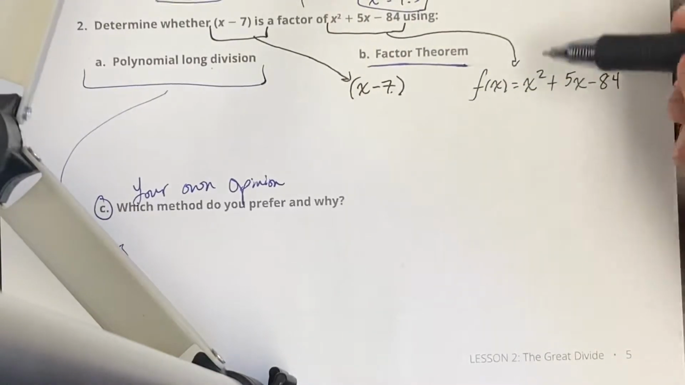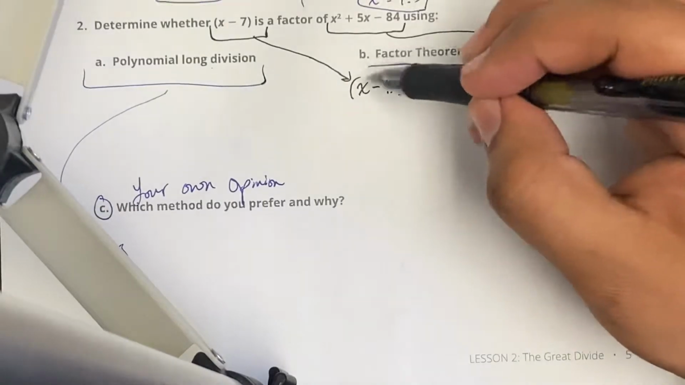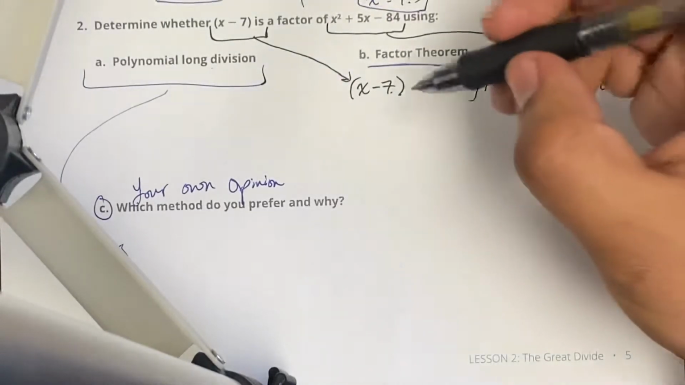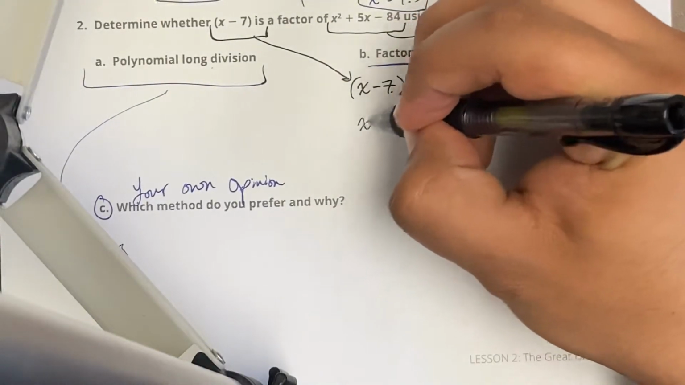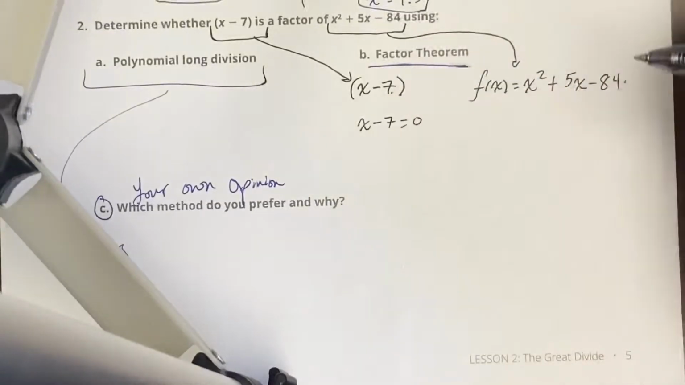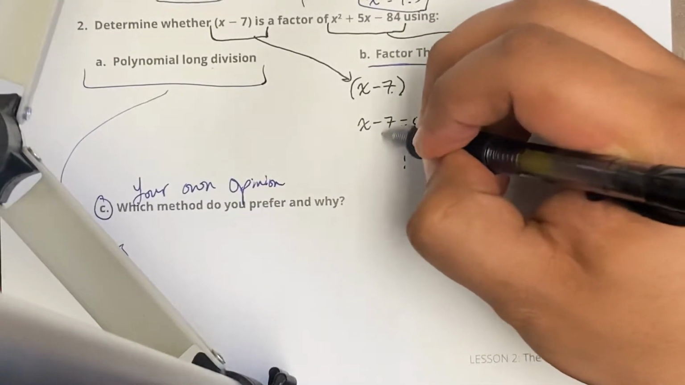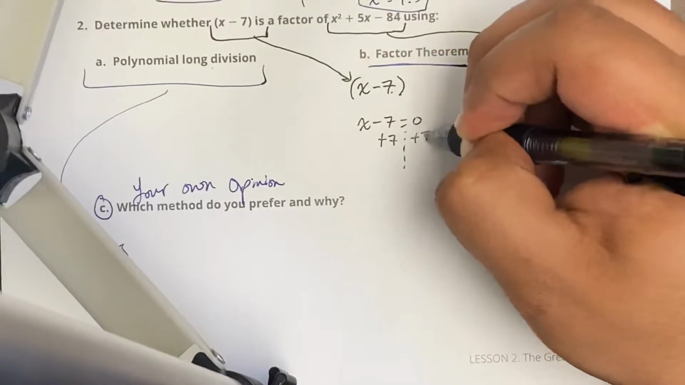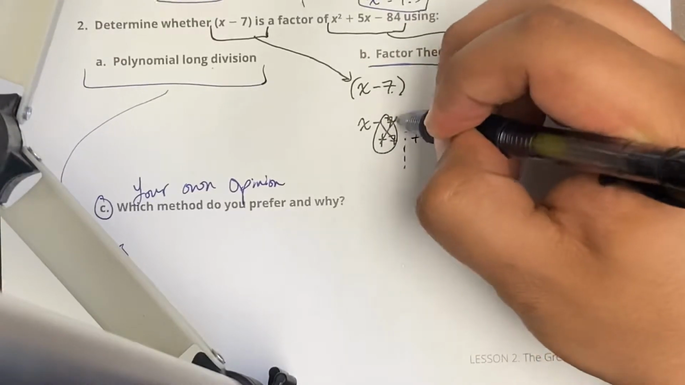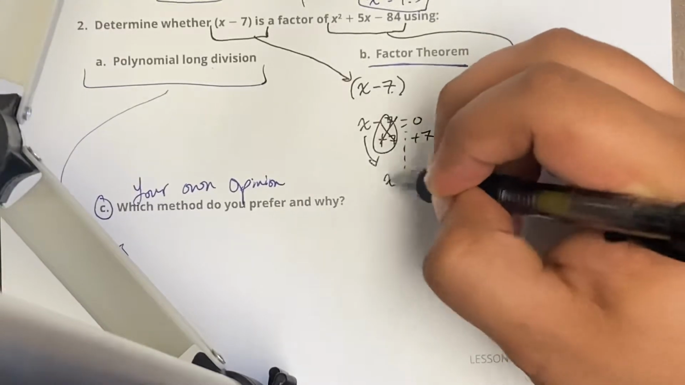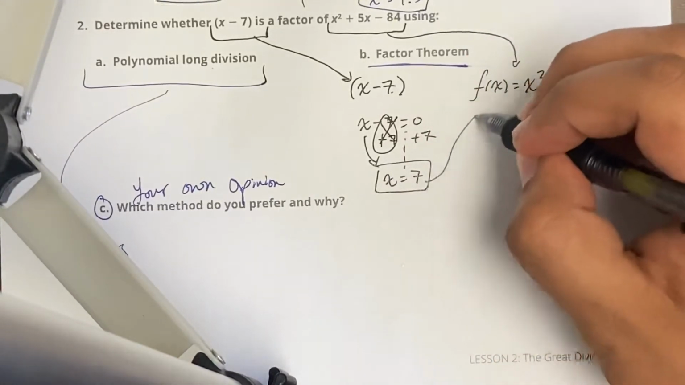We can, of course, use Desmos. We can click on the x-intercepts and see if it's 7, but there's a way to check right here. First things first, let's set this equal to 0. I'm gonna find out what x is. Plus 7, that creates a 0. x equals 0 plus 7 is 7. I'm gonna put it right here.